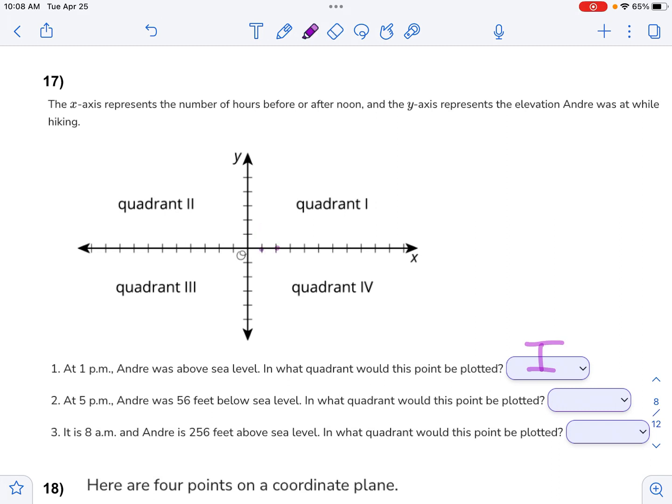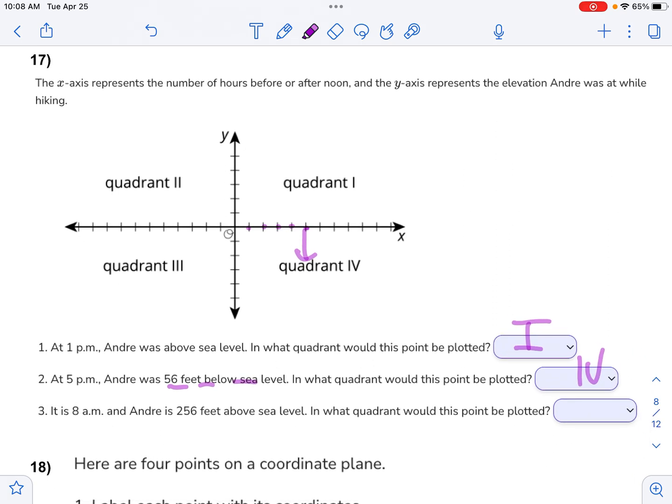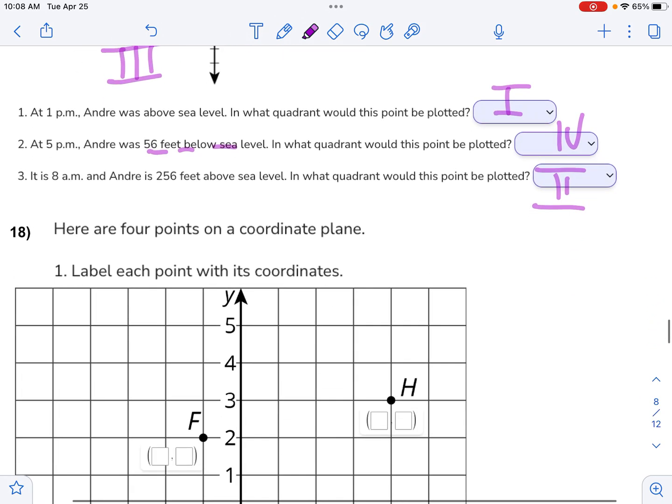At 5 p.m., so 1, 2, 3, 4, 5, 56 feet below sea level. So that's down here. So that's going to be quadrant 4. At 8 a.m., so that's 12, 11, 10, 9, 8. Above sea level. That's right there. So that's quadrant 2. The other one we didn't use is quadrant 3, which is right here.